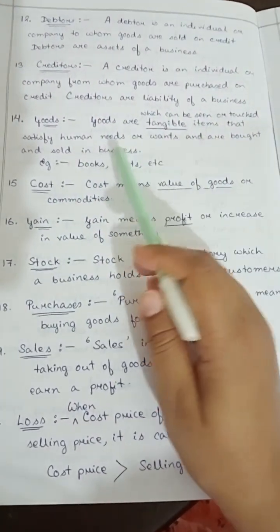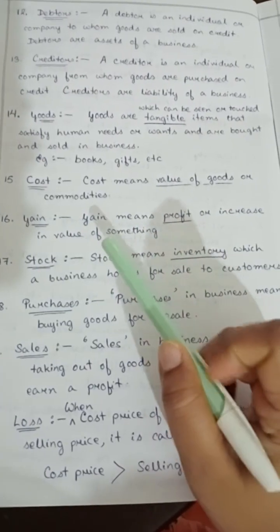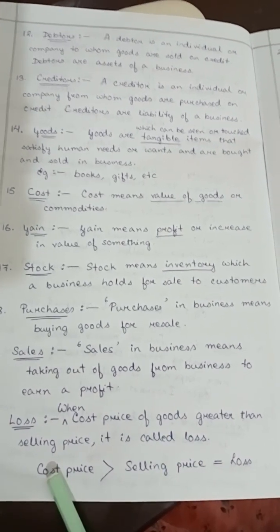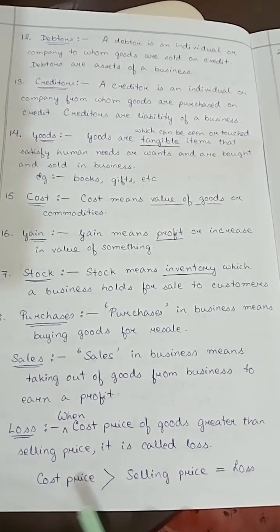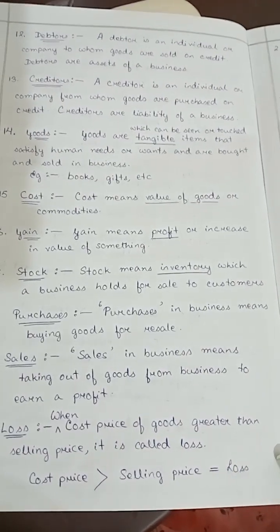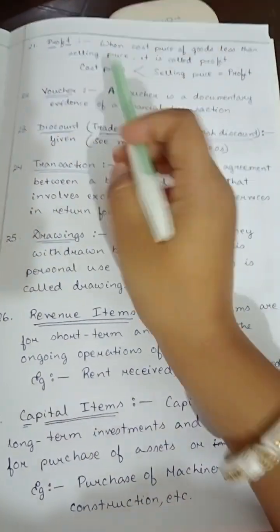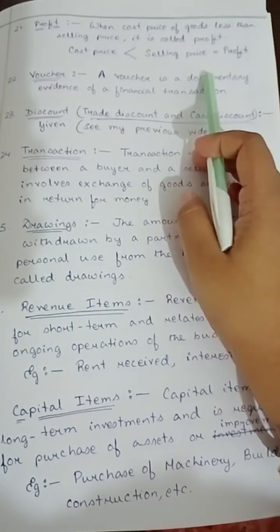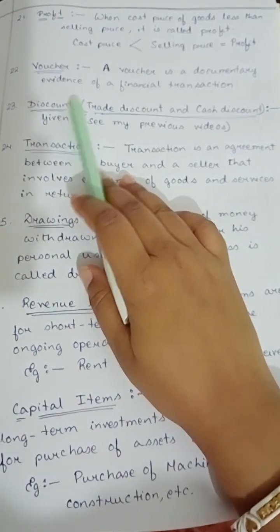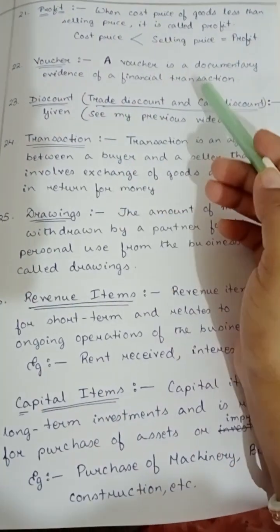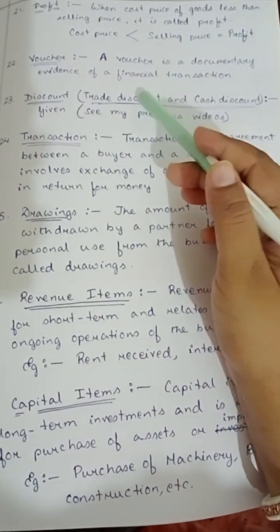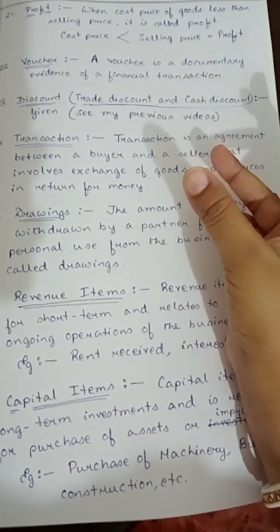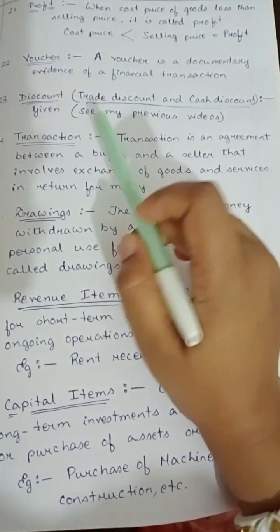You see the meaning of goods: cost, gain, stock, purchases, sales, then loss. Loss means cost price greater than selling price of goods is loss. Then you see here profit. Profit means cost price less than selling price. It's profit. Voucher, you see, it's a documentary evidence of a financial transaction.